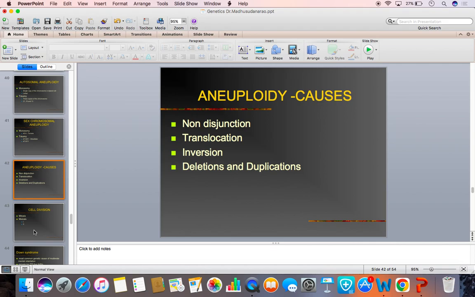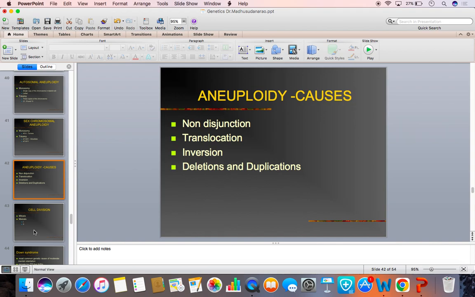Translocation. When one part of the chromosome is broken at a point at the centromere and is relocated onto another chromosome, thereby increasing the genetic material in the cell receiving the segment of the chromosome from the other cell. This is called translocation.